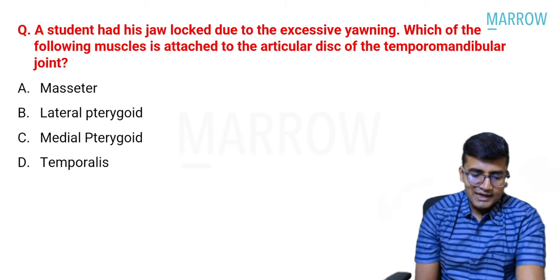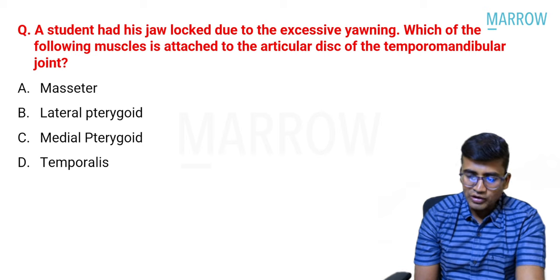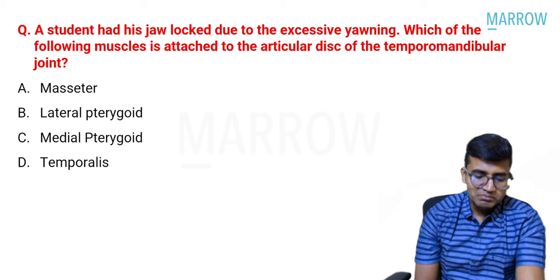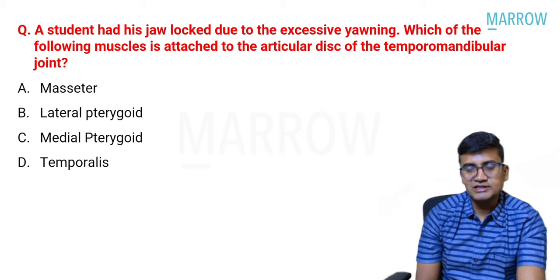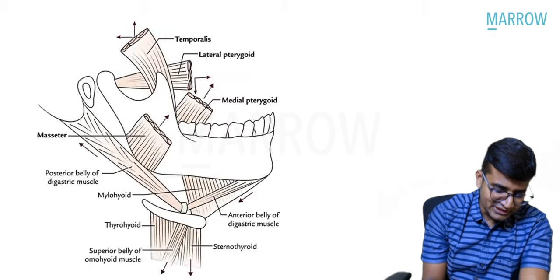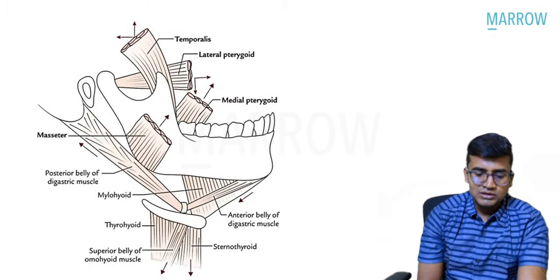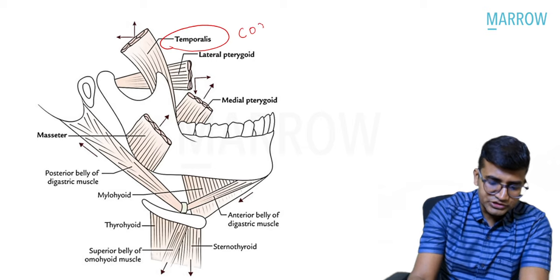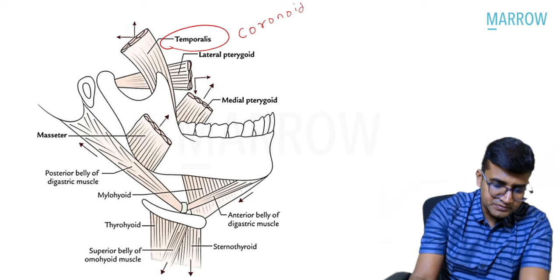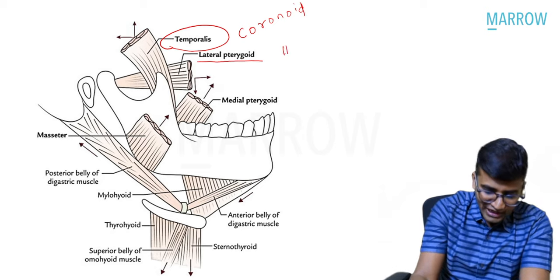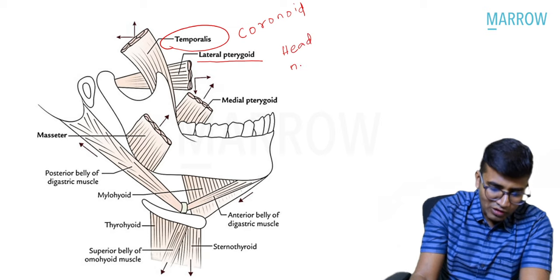The student had his jaw locked due to excessive yawning. Which of the following muscles is attached to the articular disc of the temporomandibular joint? Option A, masseter; B, lateral pterygoid; C, medial pterygoid; and D, temporalis. We know that all the muscles of mastication attach to the mandible. Now, temporalis muscle attaches to the coronoid process, whereas our lateral pterygoid muscle attaches to the head and neck of the mandible.